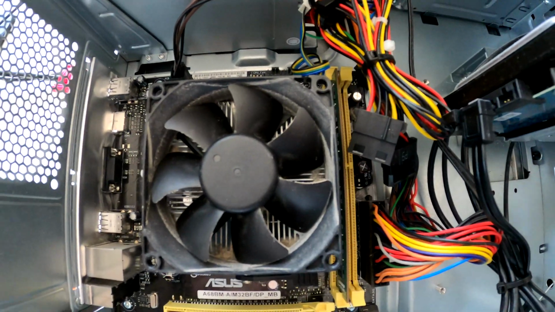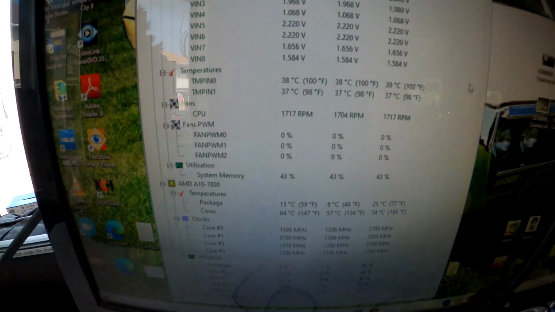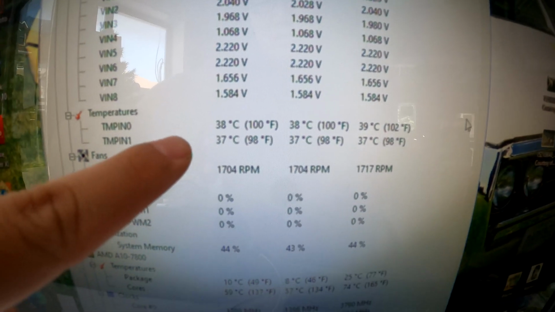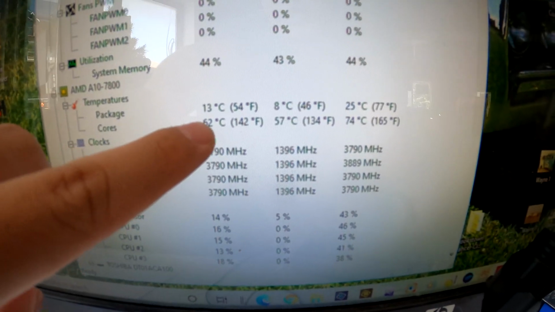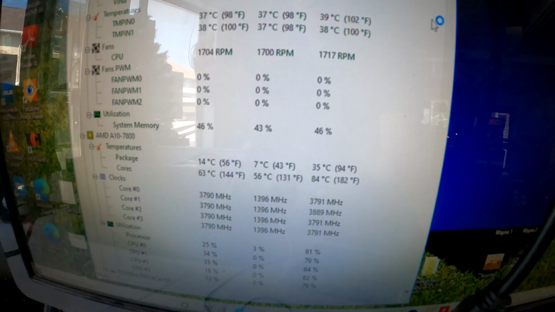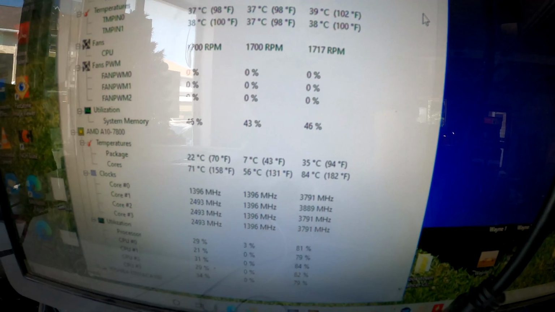Let's turn it on and see how smooth it runs. Okay, this is very surprising because if you look at the temperature of the processor, before at idle, it was reaching 80 to 85 degrees Celsius. It's like 10 to 20 degrees Celsius cooler than before.